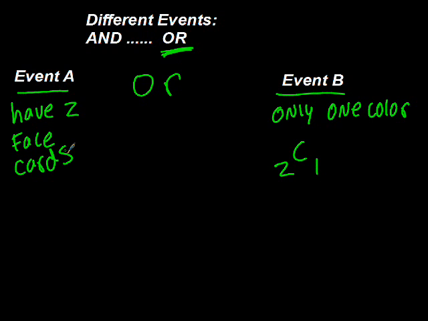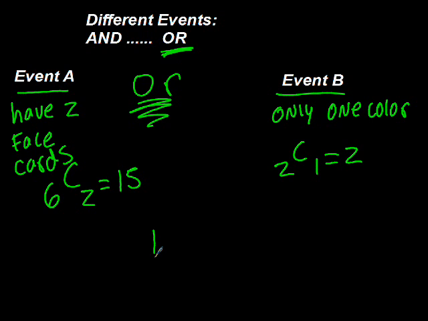Now, if I have 2 face cards, I have a total of 12 face cards, but I'm only going to have one color, so I only have 6 face cards. So if I only have 6 face cards, then I'm going to choose 2, which ends up equaling 15, and this ends up equaling 2. But instead of multiplying with "or," we add. So I'm going to say 15 plus 2 equals 17 different combinations that event A or event B is going to occur.